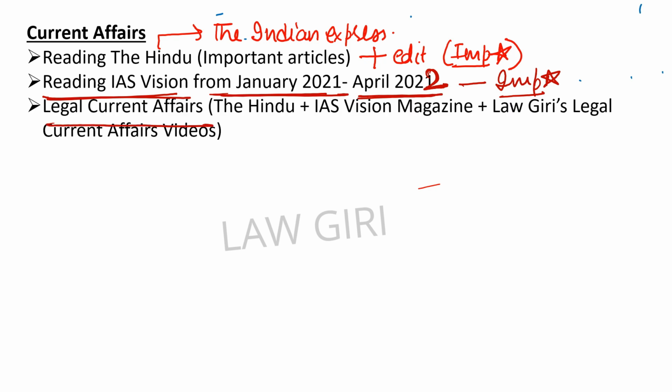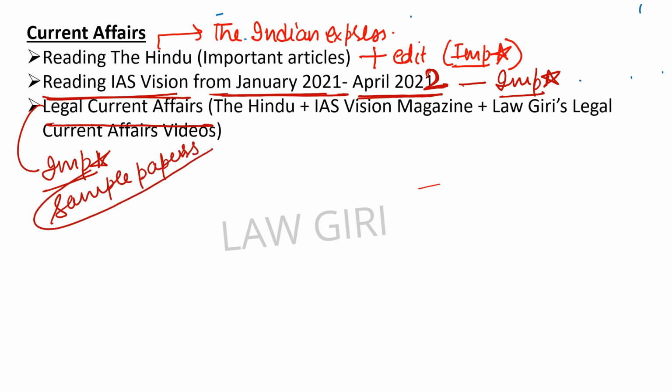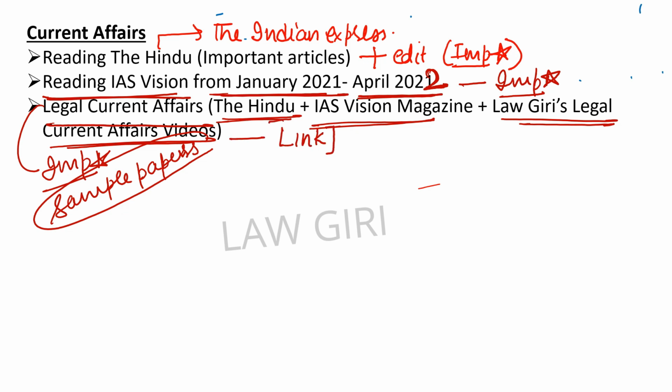Now legal current affairs are going to be really important. That is what your sample paper is saying. In the sample paper, you'll see that the current affairs were legal current affairs based. So you have to read The Hindu, IAS Vision magazine, and you have to also watch Loggery's current affairs videos. I'll leave the link in the description box, right?